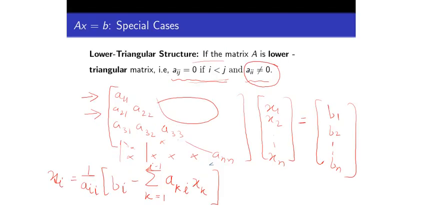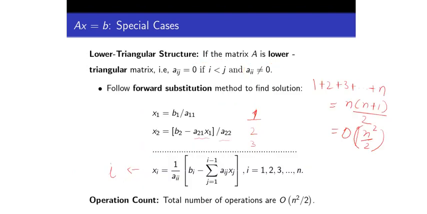Another special case we have discussed is if the matrix A is a lower triangular matrix, that is, all the entries above the diagonal are 0. Then it is a lower triangular matrix, and that uses forward substitution to solve the system of linear equations. We have also seen that the total number of operations is of order n square by 2. So let's see one example for this.